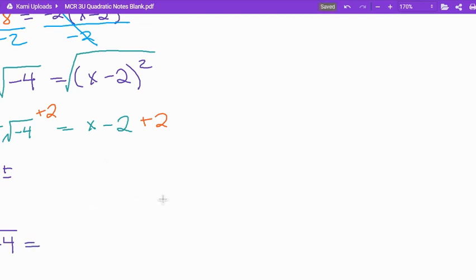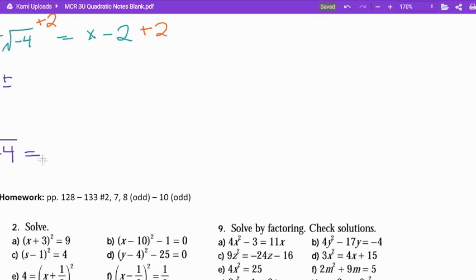Let's break it down. You're going to give me the full answer, but I want to first break it down. So I know I can write the square root of negative 4 as root 4 times root negative 1. Root 4 is just 2. Root negative 1 is i. So I'm saying 2 plus or minus 2i equals x.